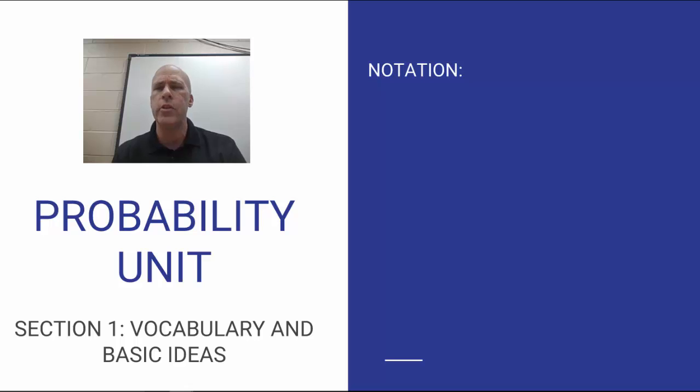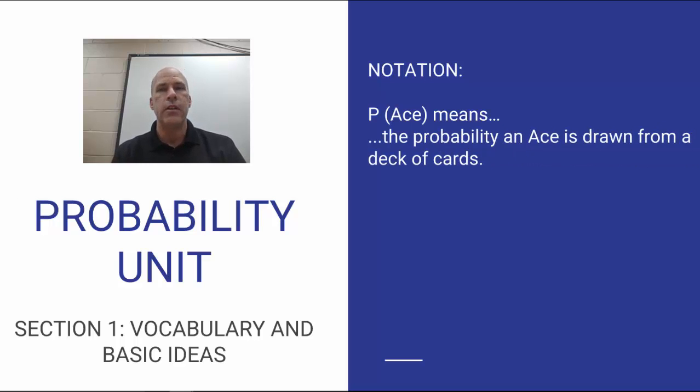These are the symbols we'll use. Take a look at this. P parentheses ace. That simply means the probability of drawing an ace. It means the probability an ace is drawn from a deck of cards. So you need to be familiar with how to read the symbols here.